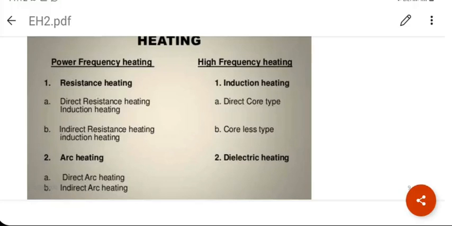All methods can be direct or indirect. That's another way of looking at methods of heating. High frequency heating, there are two principal methods in general, induction type and dielectric type. I'll be coming to them slightly more in detail later.